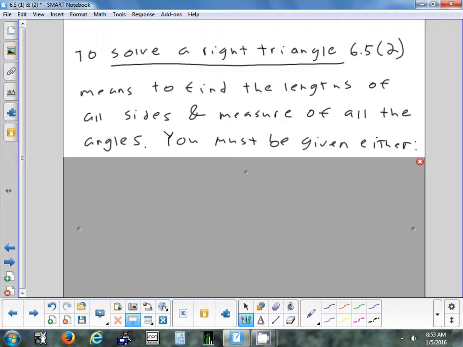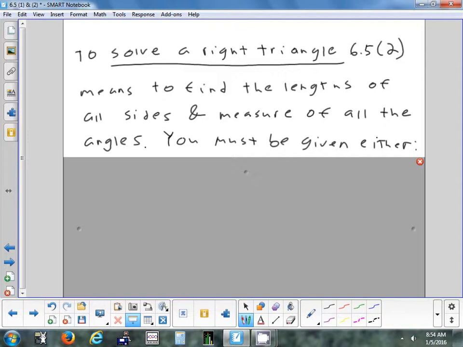How long is each side? How big is each angle? But in order to do that, they've got to give you some information to start with. Now, we're going to be solving right triangles. We can solve triangles that are not right triangles, but that's going to be a different week.